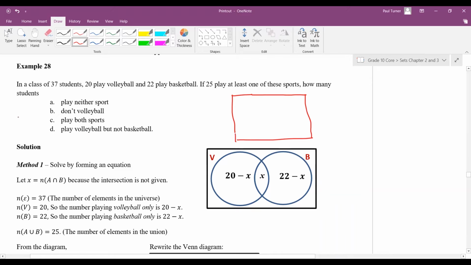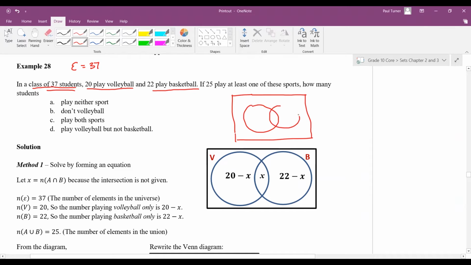So take a look at your problem. You got a class, which is 37 students. So this is your universe. So call that the universe, 37. And we have two sets. We have 20 students that play volleyball. And we have 22 students who play basketball. Okay, so there can be some students that play both. So we can work that out.